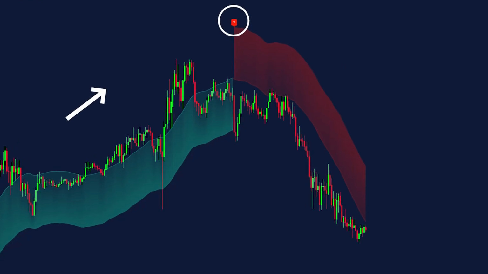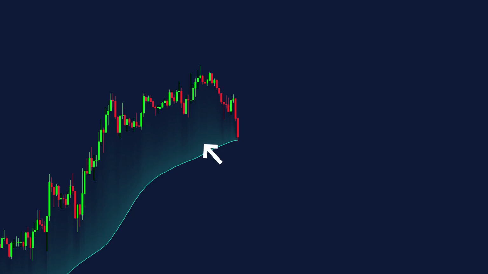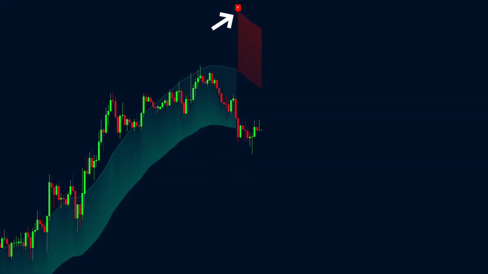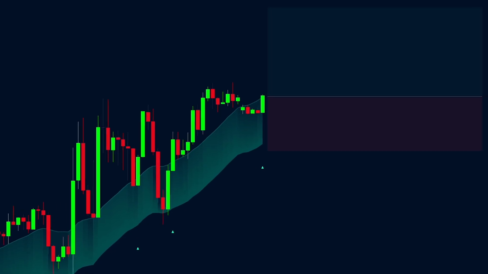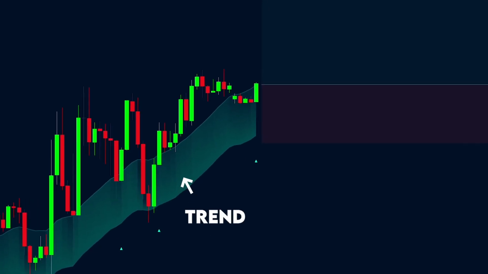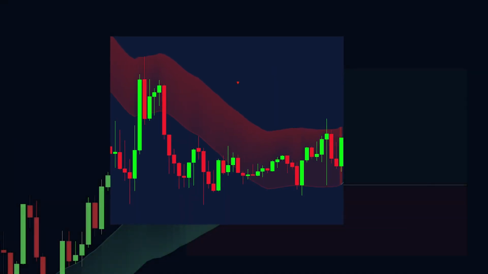Right here is a major trend reversal that most traders completely missed. And while other indicators were still showing bullish signals, this one clearly identified the exact turning point. What's even more impressive is how this indicator doesn't just show you trend direction, but also gives you precise entry signals during pullbacks and filters out ranging markets completely.